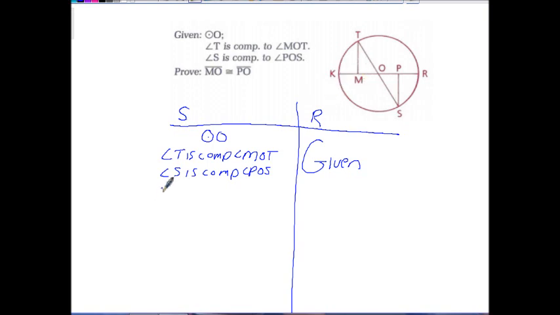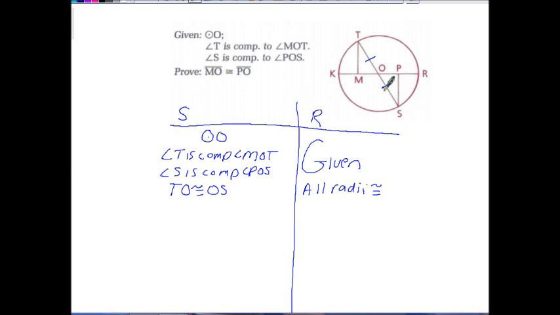So next, let's look at what I have. I want to prove that MO is congruent to PO, which are sides of these little triangles here. Now, in those little triangles, I have some radii. So let's start off with that. I'm going to say that TO is congruent to OS. The reason: all radii are congruent. And let's go ahead and throw those tick marks in. TO is congruent to OS.